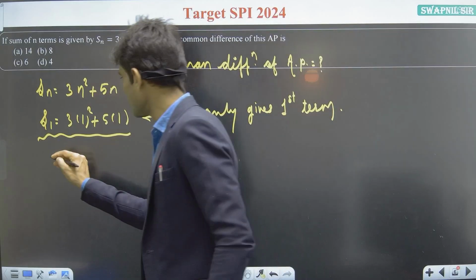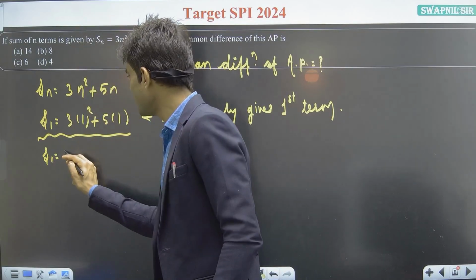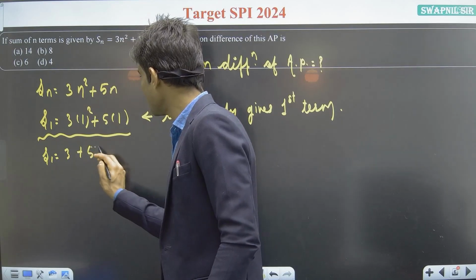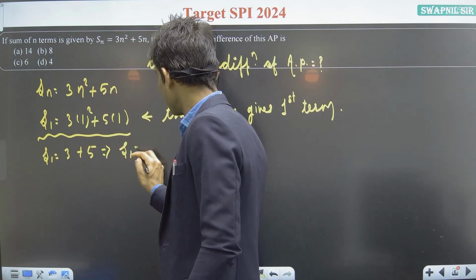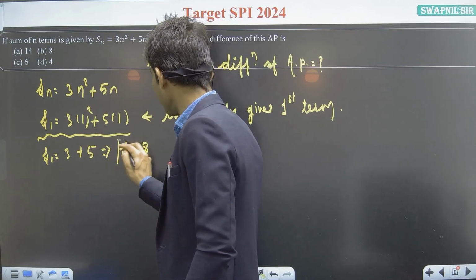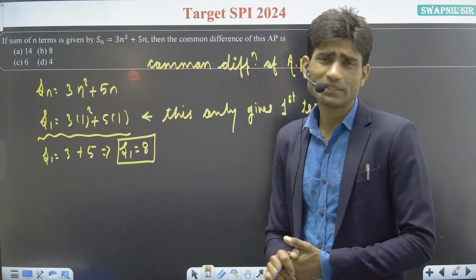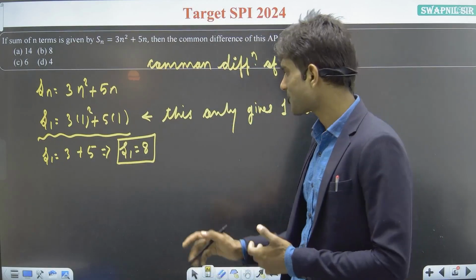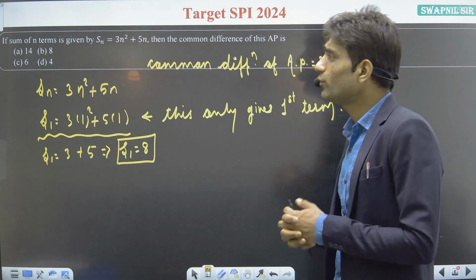Now let's find the value for S1. 3 into 1 square remains 3, plus 5 into 1 goes to 5 only. So S1 is 5 plus 3, which is 8. This is the value for S1. Now I found the value for S1.